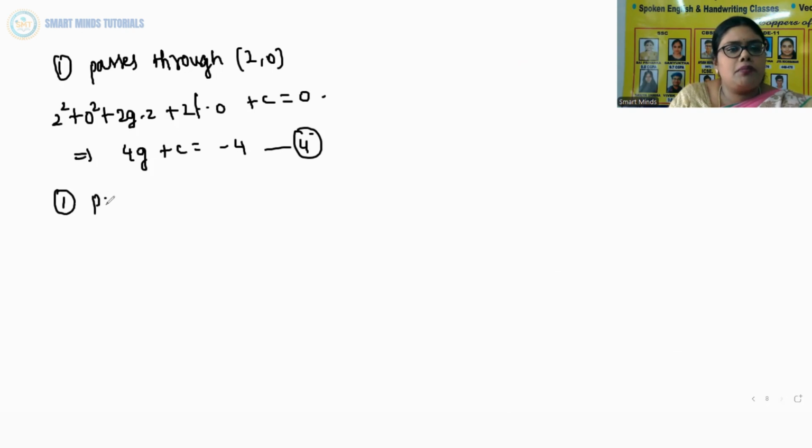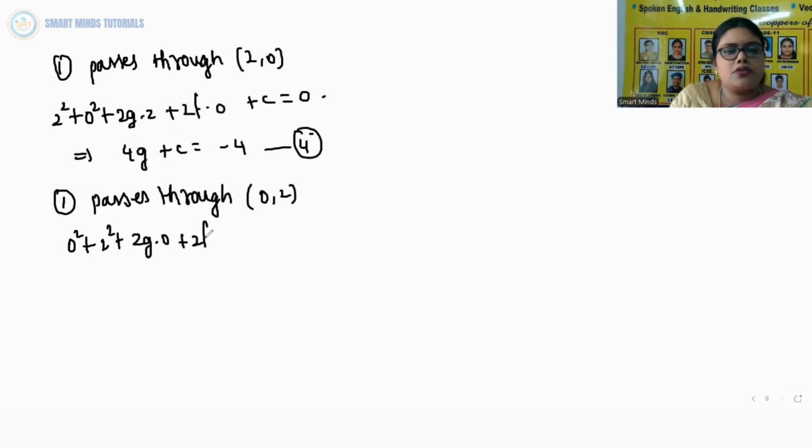Now equation number 1 passes through the second point, that is (0, 2). So you get 0 square plus 2 square plus 2g into 0 plus 2f into 2 plus c is equal to 0. Over here you get 4f plus c is equal to minus 4. This is equation number 5.